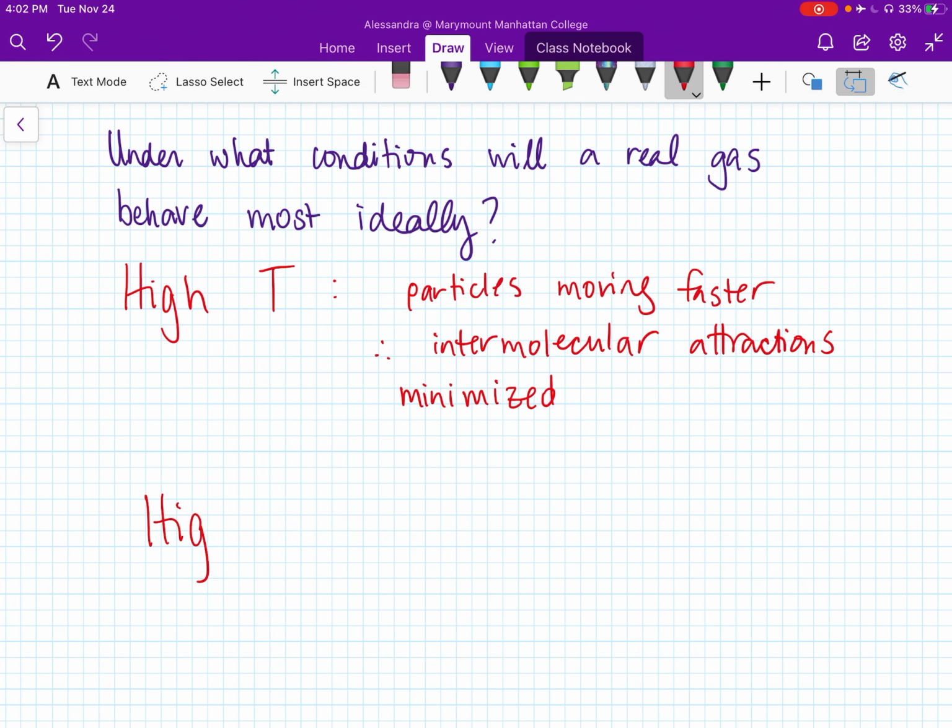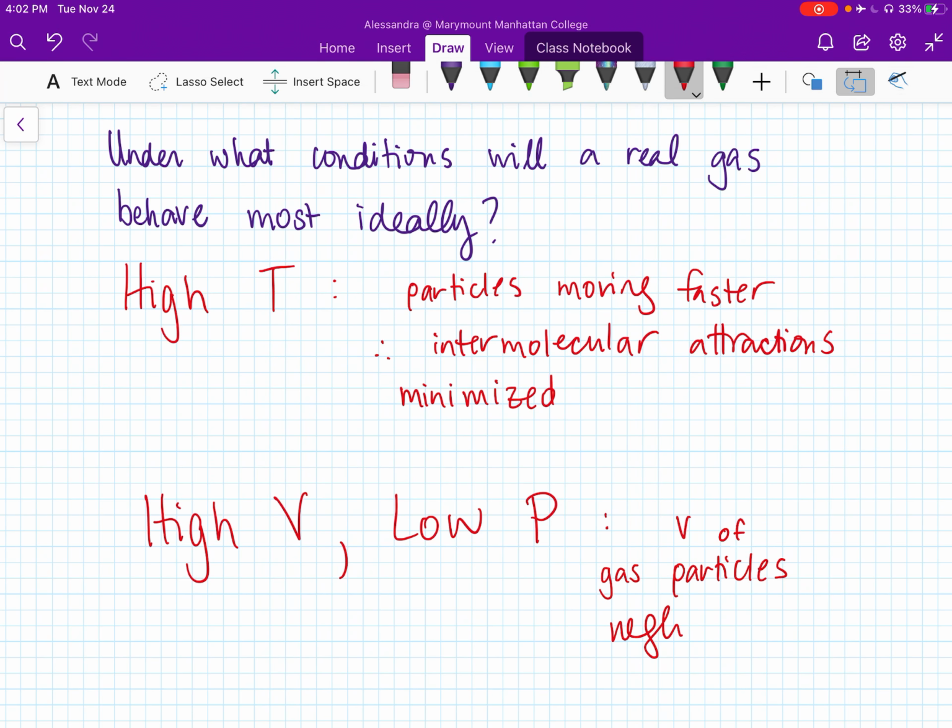High volume. The higher the volume you have, the less you have to worry about the volume of the gas particles themselves. And related to that, low pressure, because low pressure means high volume. So for both of these factors, at high volume and low pressure, the volume of the gas particles is easier to ignore. So it's more negligible. So a gas will behave most ideally under conditions of high temperature, high volume, and low pressure.